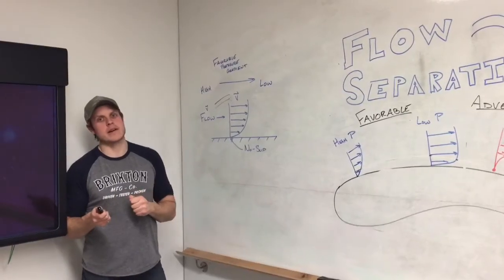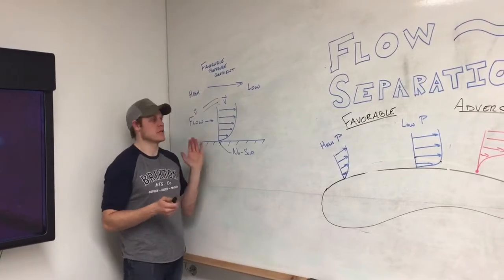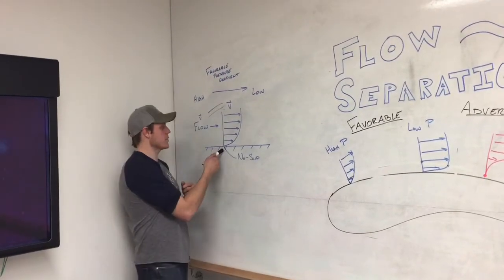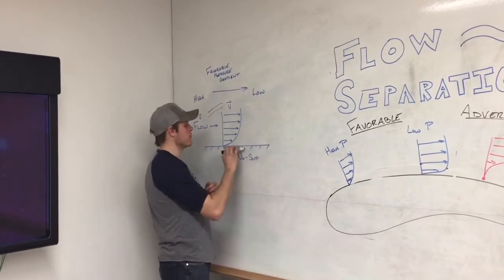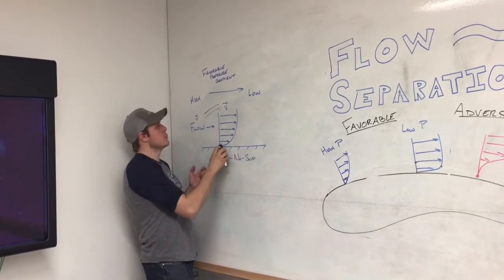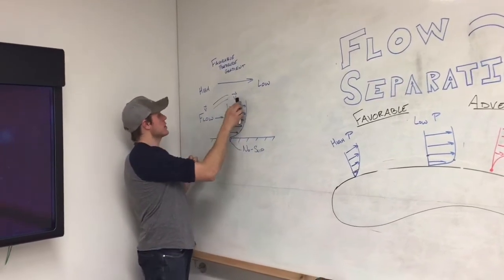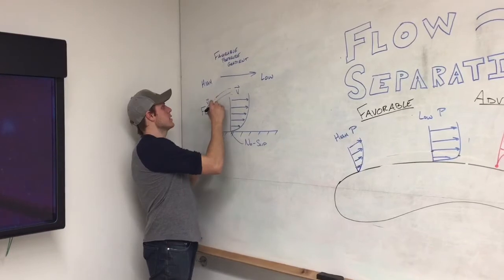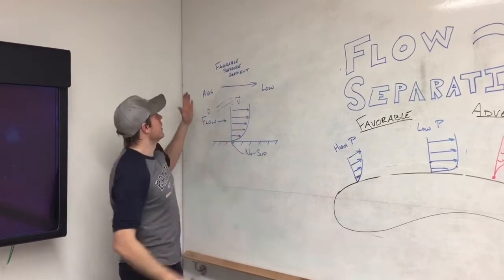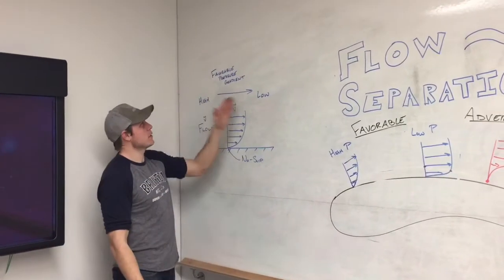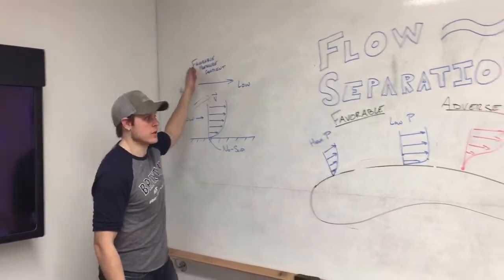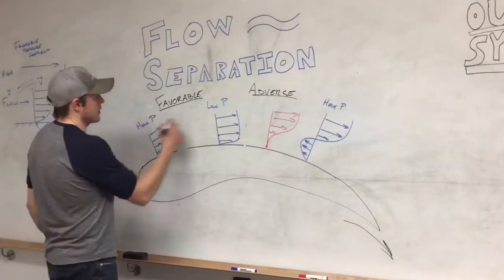In order to understand why stall occurs in a plane, we need to understand boundary layers. So a boundary layer looks like this. You have a no-slip condition at the bottom here, which states that the flow is 0 at the surface. Moving away from the surface, we have increasing velocity until the flow velocity is equal to the boundary layer velocity. This is what a boundary layer looks like in the presence of a high to low pressure gradient, which we call a favorable pressure gradient.